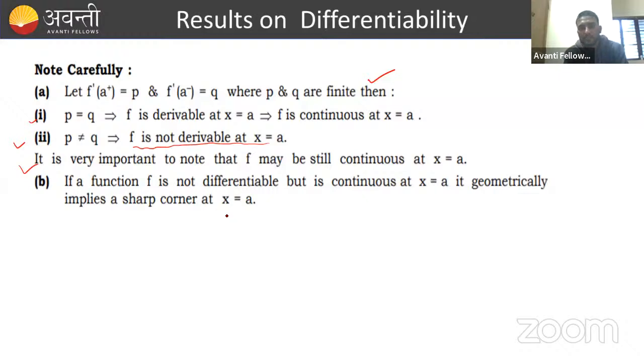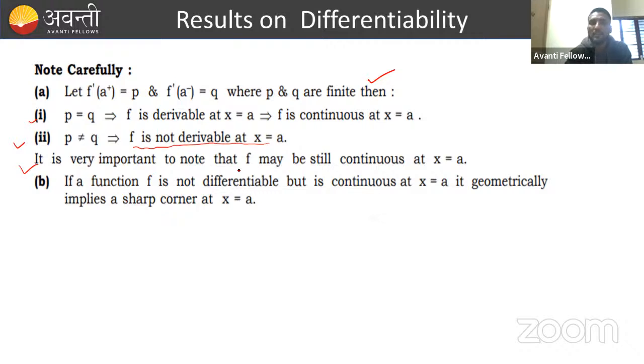Okay. So I was just discussing the results on differentiability. What are those points? LHD is equal to RHD, then it is differentiable. If any function is differentiable, then it has to be continuous. And if left hand derivative is not equal to right hand derivative, then the function is not differentiable.